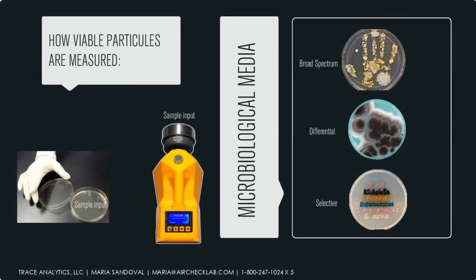So they're measured by the different type of media that you're putting it on. What you see here on the right is broad spectrum. What broad spectrum means is if you are in a facility and you really need to identify every type of organism that could grow on this conveyor belt, you would want a broad spectrum media. What that will do is it will grow bacteria, yeast, and mold. There are limitations though. You need to be mindful.